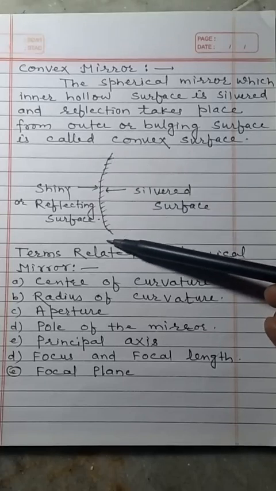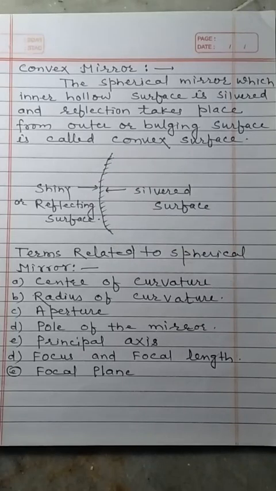Such type of mirror is called a convex mirror. So the spherical mirror whose inner hollow surface is silvered and reflection takes place from the outer or bulging surface is called a convex mirror. So there are two kinds of mirror: concave mirror and convex mirror.